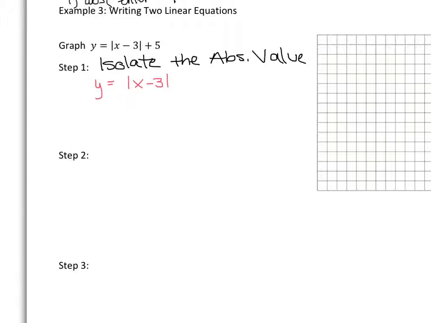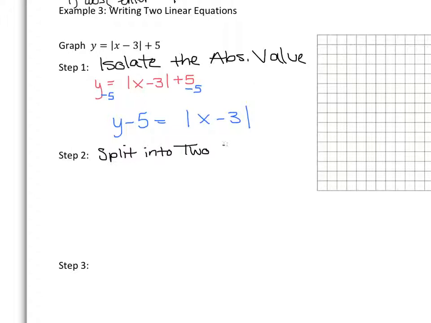So what do we need to move to the other side? The 5, so we're going to subtract it. So we get y minus 5 equals absolute value of x minus 3. Do y'all remember what the next part was? Split into 2 equations.